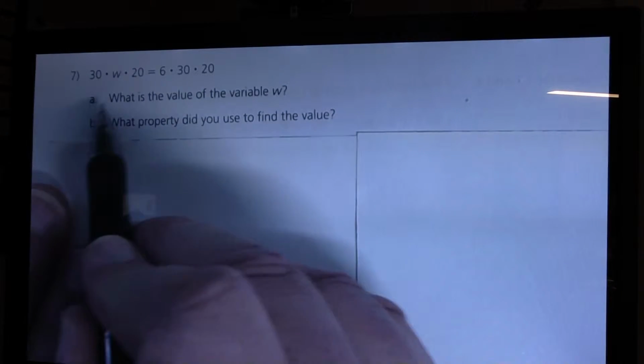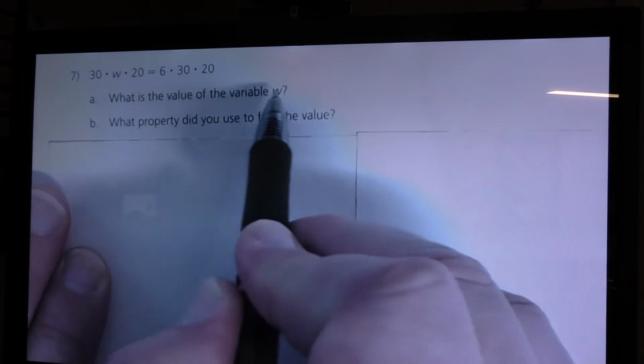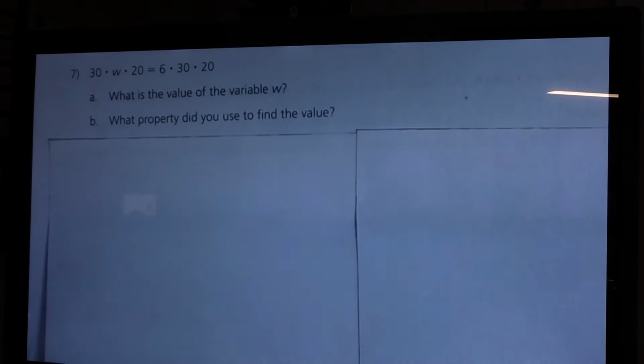It says, A, what is the value of the variable W, and then they want me to tell what property I use to find the value. Well, this is a really good example for using the property where we move factors around. And anytime we use a property that moves factors around, what do we call that? All right, little Burns, what do we call that? The commutative property. That's great.